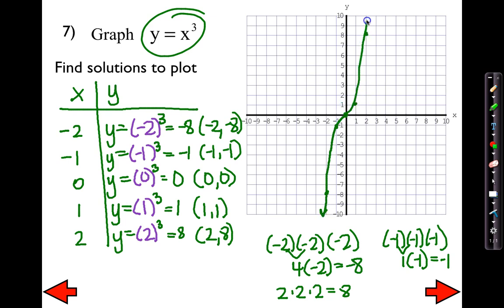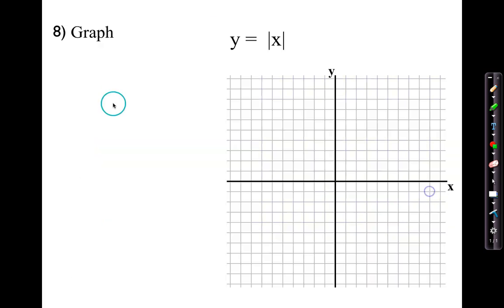So by the looks of it, you tell me, does it look like it's linear? Hopefully your answer is no. It's definitely a nonlinear function. Okay, so we're almost there. We have one more type of graph to do.